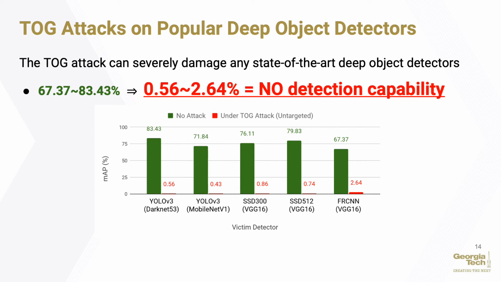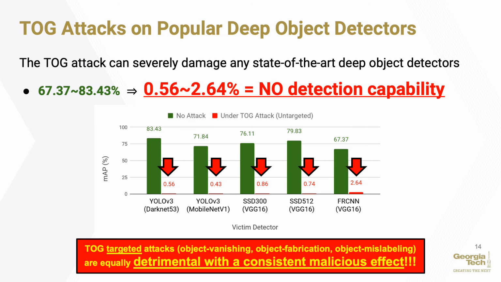In the object detection domain, we use the mean average precision, or mAP, to quantify the detection quality of an object detector. This metric considers precision, recall, and the confidence of detected objects. Given benign inputs where no malicious perturbations are introduced, the 5 detectors can offer high-quality detection results with over 67% mAP. And the latest algorithm in the collection, which is YOLO v3 with a Darknet architecture, can even reach 83%.